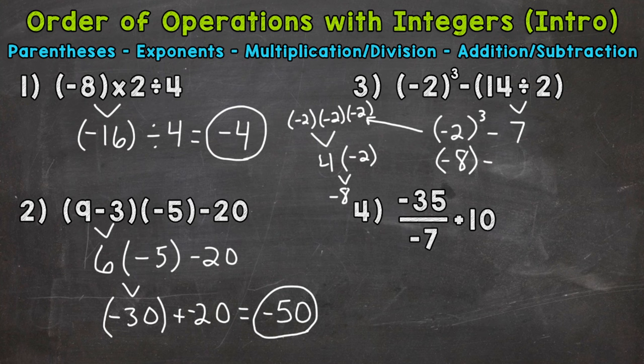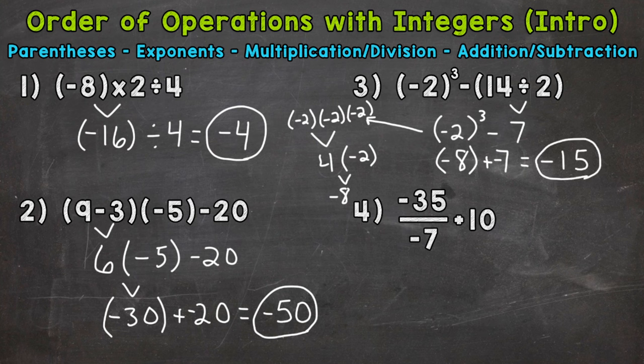Bring down the subtraction and the 7. So just like number 2, we have a negative and we are subtracting a positive, so we can add the opposite. Let's add the opposite here, and we end up with negative 8 plus negative 7, which equals negative 15.